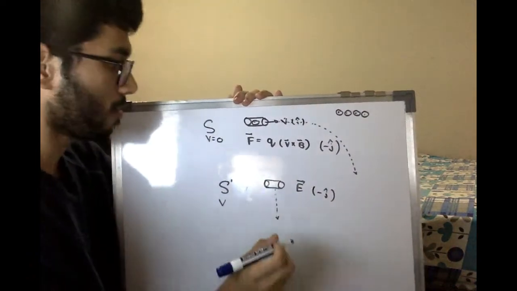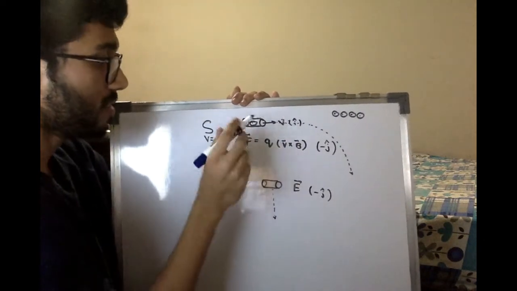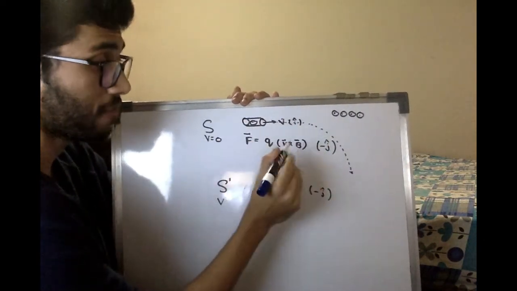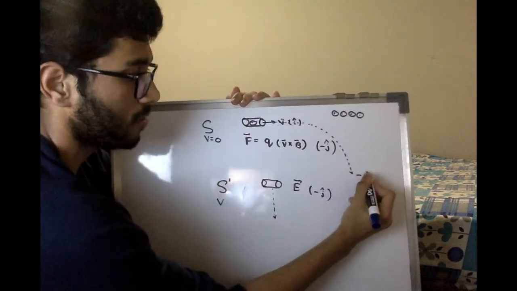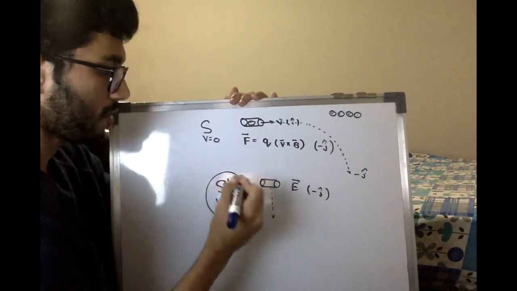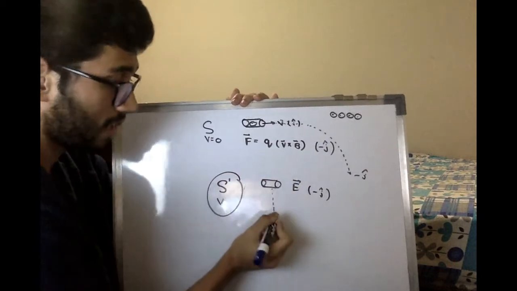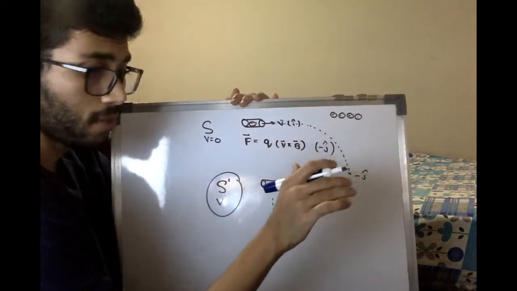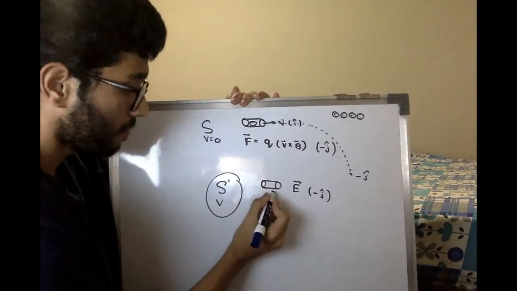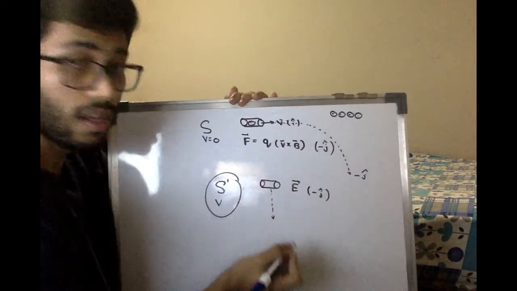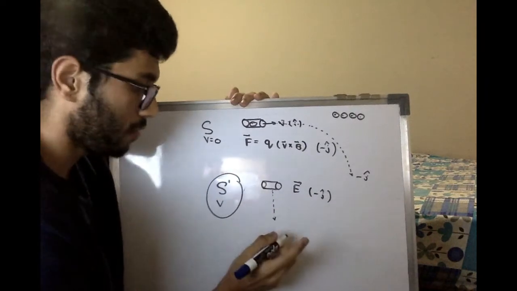So try to think about it. In the S frame of reference, the rod is moving, and that's why the magnetic fields are at play to deflect the rod in the negative j hat direction. But in the S prime frame of reference, the same rod is getting deflected downwards, not in front, because the relative velocity is zero. The charges are deflecting downwards, but this time because of the electric field.